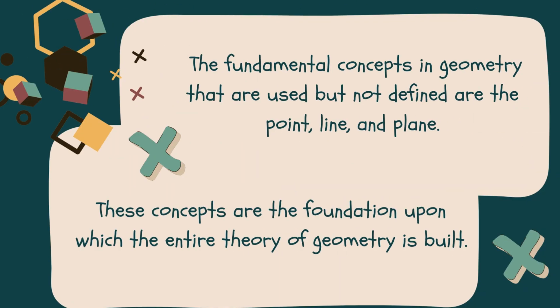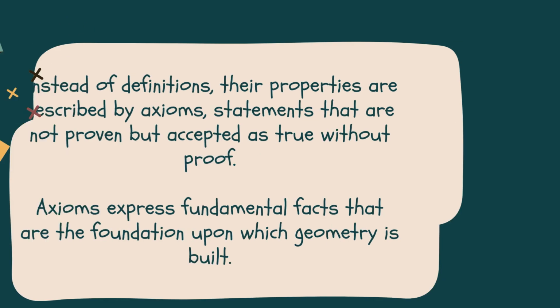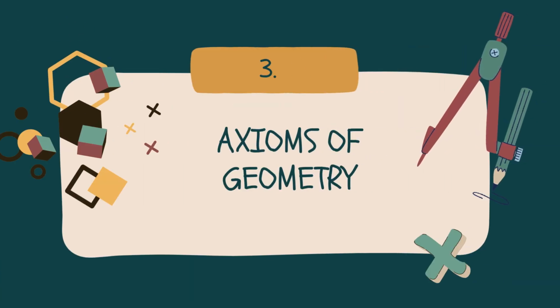The fundamental concepts in geometry that are used but not defined are the point, line, and plane. These concepts are the foundation upon which the entire theory of geometry is built. Instead of definitions, their properties are described by axioms, statements that are not proven but accepted as true without proof. Axioms express fundamental facts that are foundation upon which geometry is built.